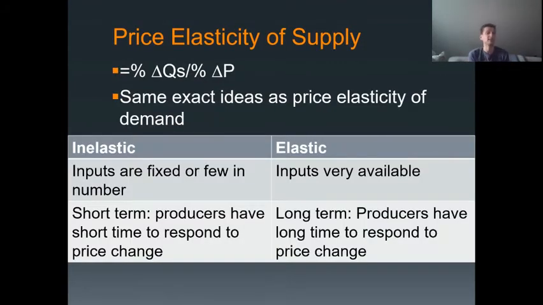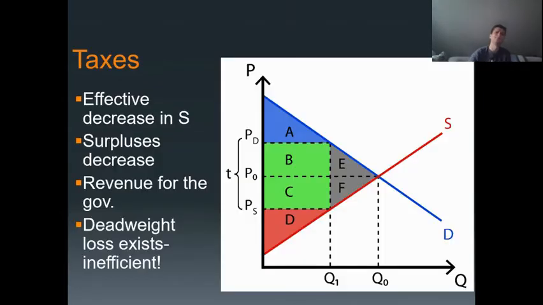The last type of elasticity that you have to know is price elasticity of supply. Find it in the same exact way that you do with demand, only you use supply. So you still have a vertical supply curve that's perfectly inelastic, a horizontal supply curve that's perfectly elastic. And what that essentially means is if it's more inelastic, inputs are fixed or few in number, and it is a short term choice. If you have an elastic or relatively more elastic supply, then inputs are very available, and you have long term choices to respond to price changes.